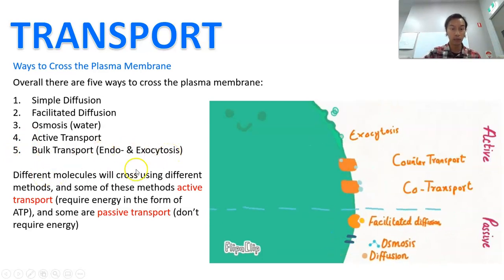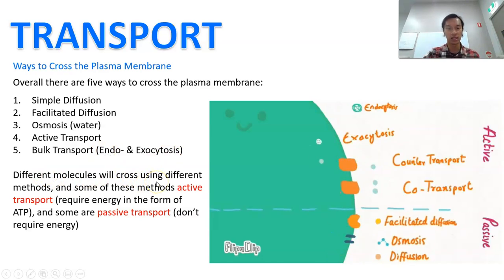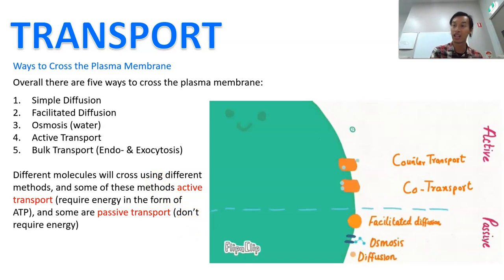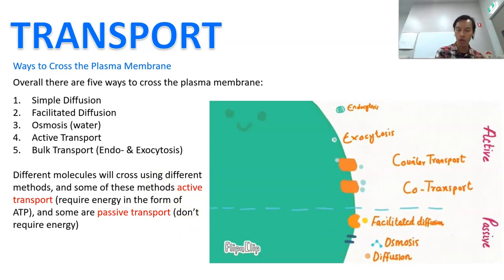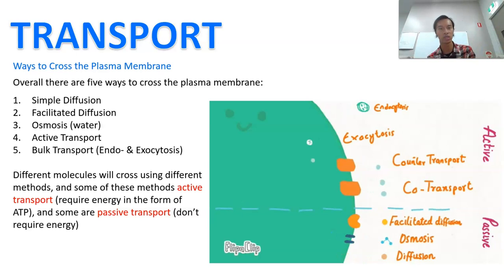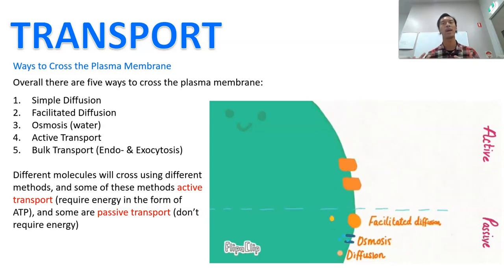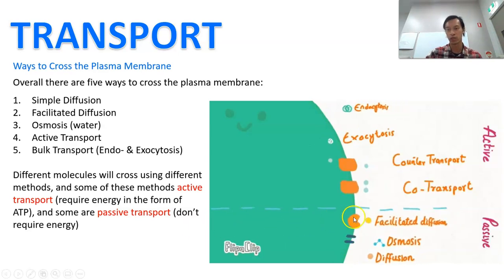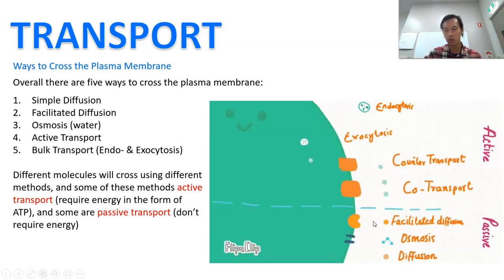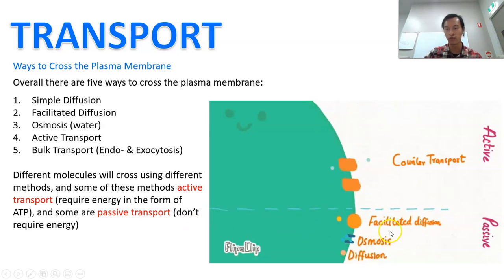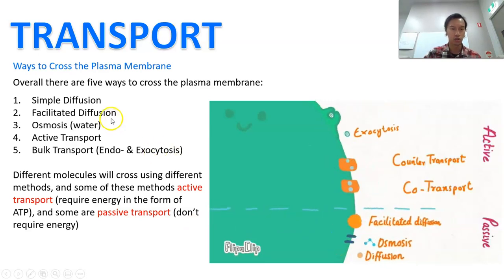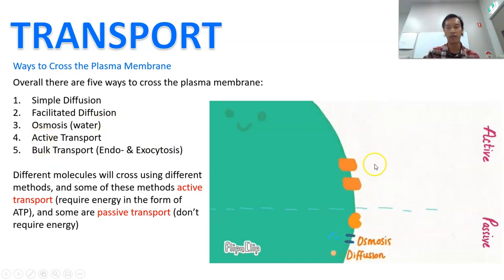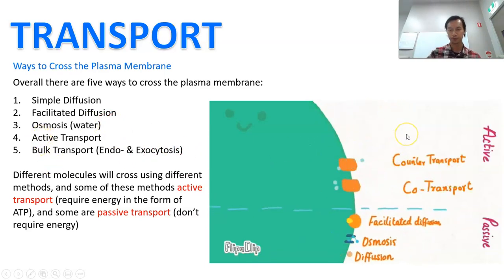Okay, different molecules will cross using these different methods, and the methods are either classed as transport requiring energy in the form of ATP in order to occur, or they are passive transport. Passive meaning they don't require energy. Okay, so of the active and passive transports, it's broken up like this, right? Passive includes normal diffusion, osmosis, and facilitated diffusion, steps 1, 2, and 3, and then active transport is number 4 and number 5, right, which is up here, right?